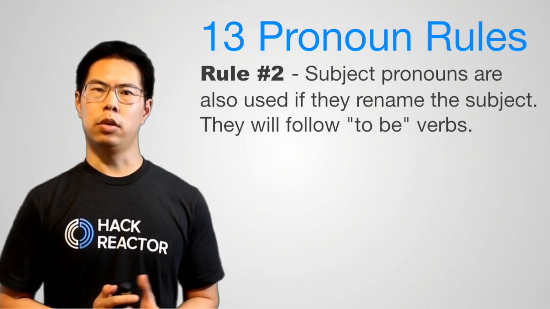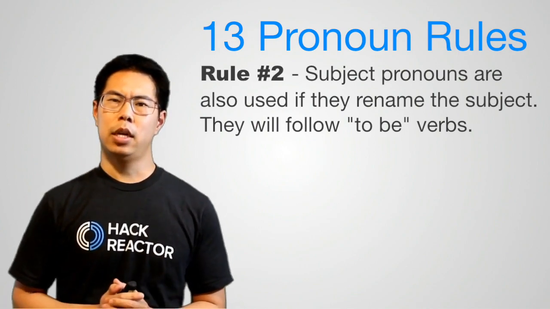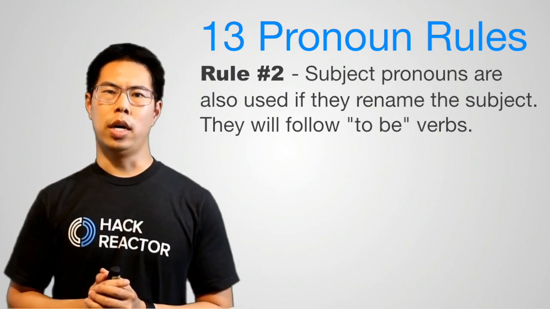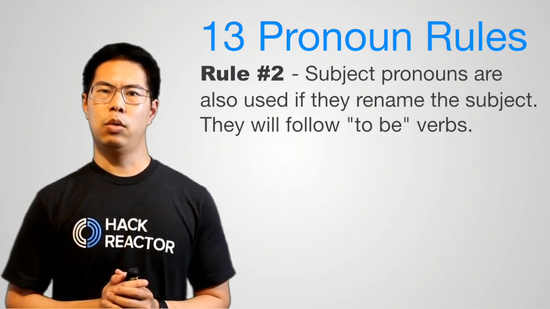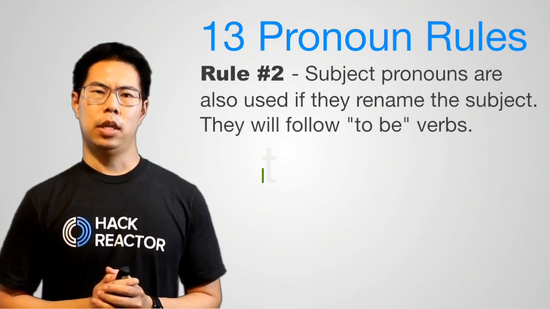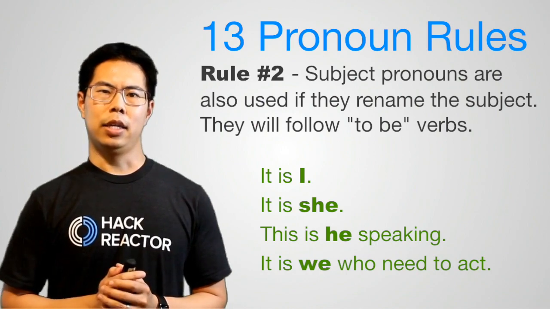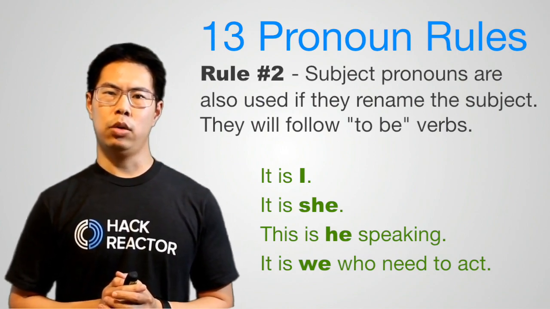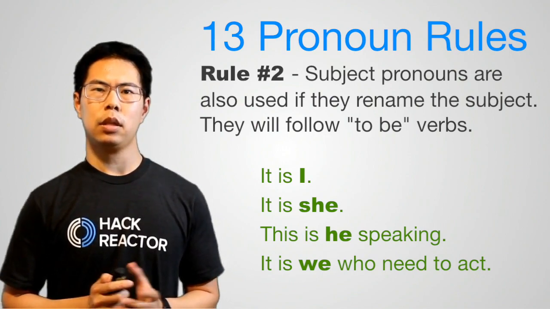Rule number 2. Subject pronouns are also used if they rename the subject. They will follow to be verbs such as is, are, was, were, am, will be, had been, etc. Here are some examples. It is I. It is she. This is he speaking. It is we who need to act.